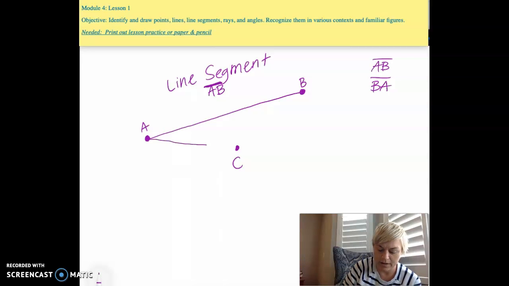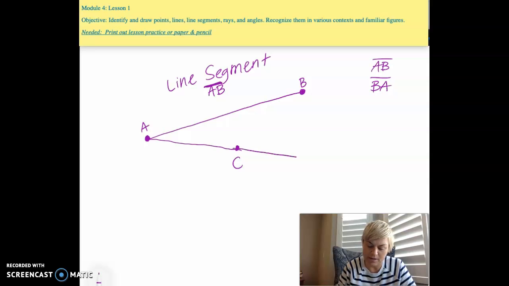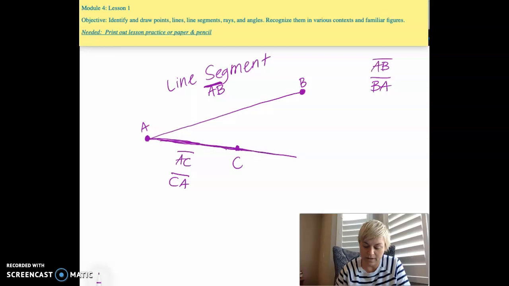We're going to draw a straight line to point C, but we're going to do point C a little bit different. It's going to go a little longer than the segment, and it's going to go past point C. So here I have line segment AC, or I could also call it CA. And it should just be one straight line. It's going to continue after the C.